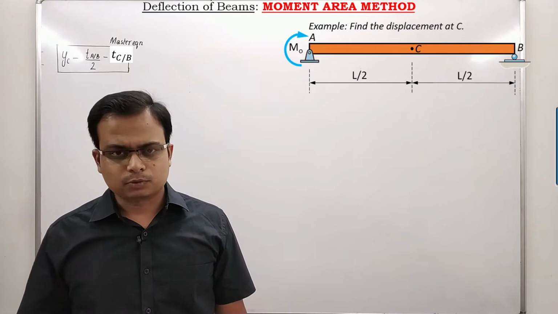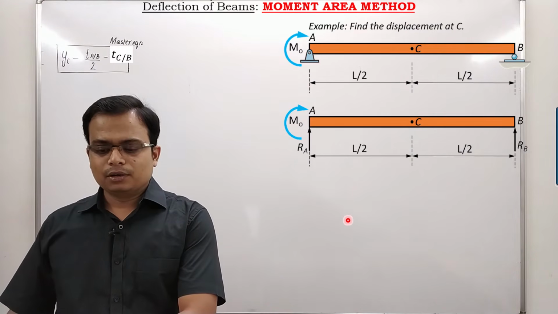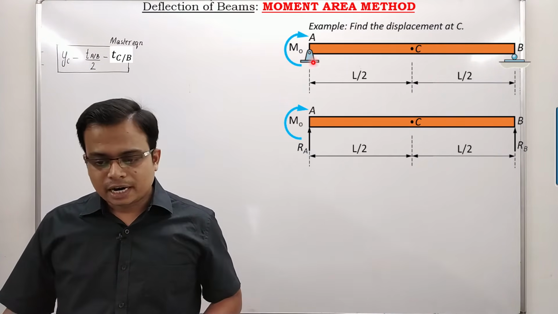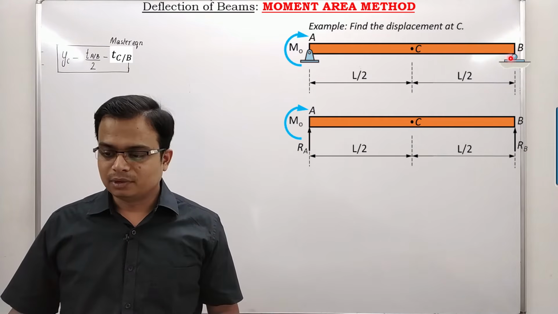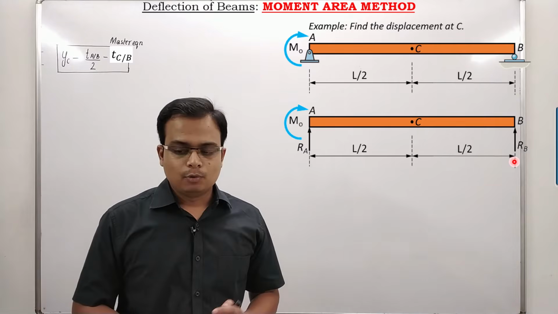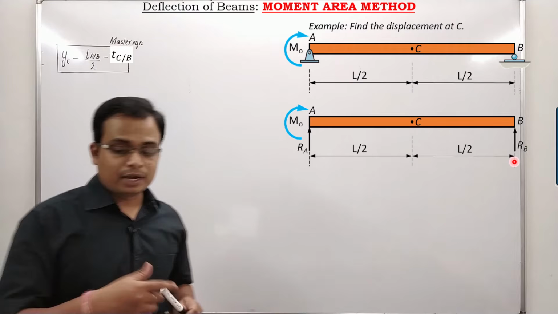Here we go. Let me make this figure once again. Now, what I have done, I have removed the support and replaced it with a reaction. Reaction at A, fair enough. Similarly, I have removed this roller support and I have got a reaction at B. What I want are the values of RA and RB, and how can I achieve them?